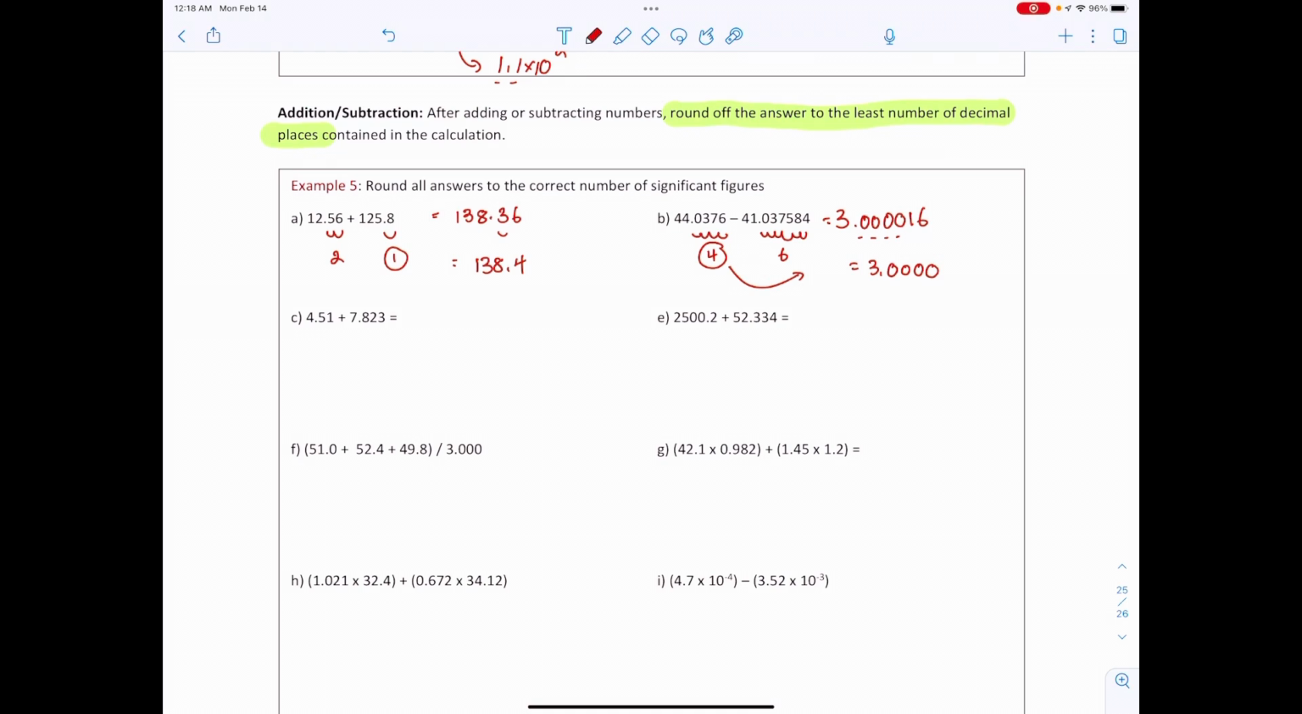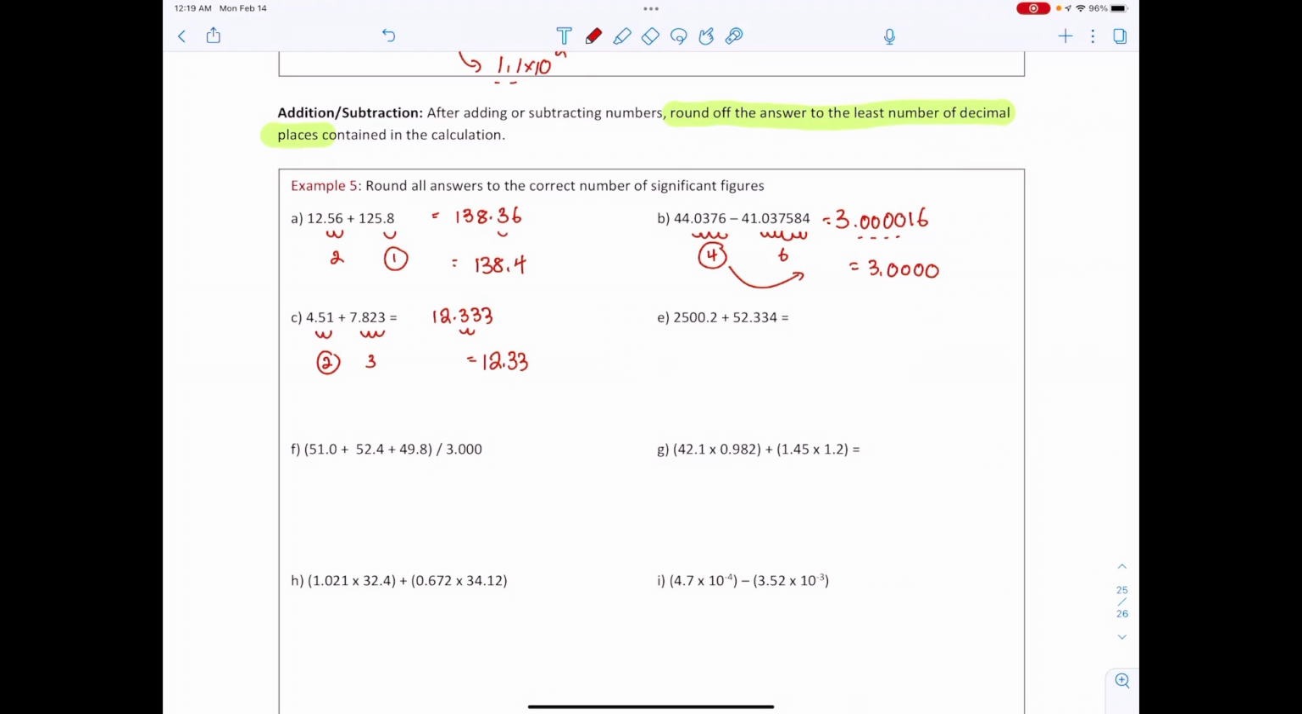Okay, and C, same thing. We can put it into your calculator. We get 12.333. This is 2 decimal places, 1, 2, 3 decimal places. We're going to make sure we round our answer to 2 decimal places, so 12.33.